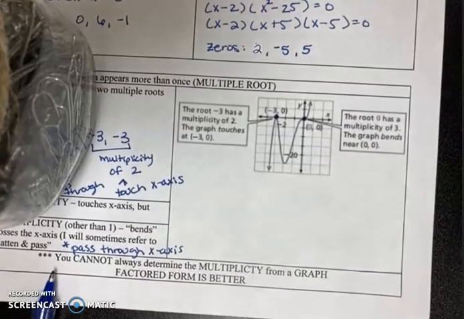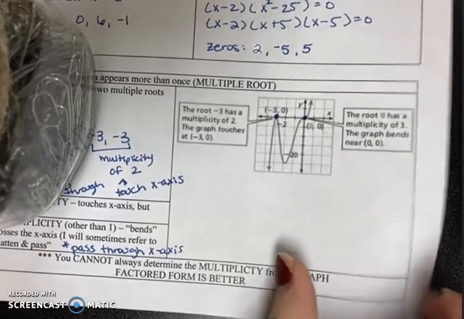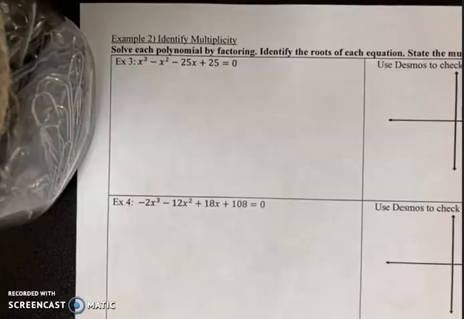It's really important we understand, though, you cannot always determine the multiplicity of something just by being given the graph. You can determine the simplest or the lowest degree, but we cannot know for sure what it is. The factored form would be better. We are now going to combine everything we talked about on page 1 into each problem.